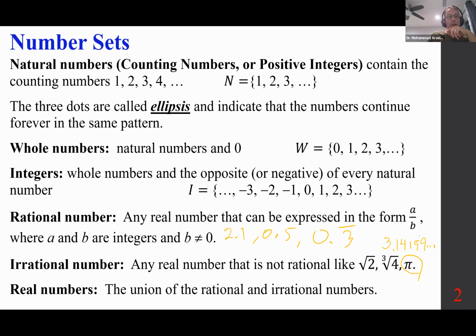When we put rational and irrational numbers together, we get a set of numbers. Their union is called the set of real numbers. So this is just to refresh everyone's memory.